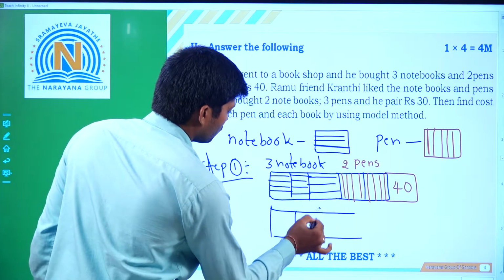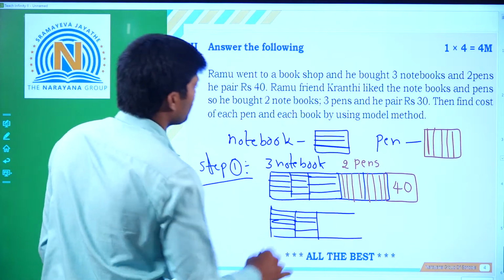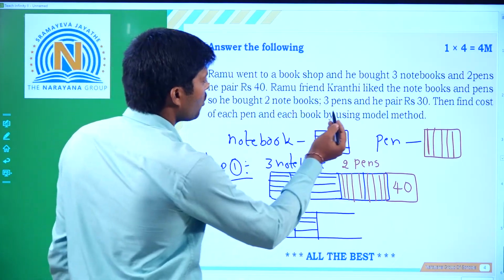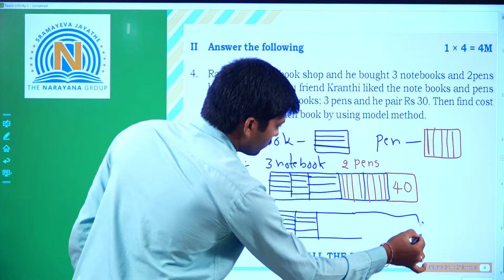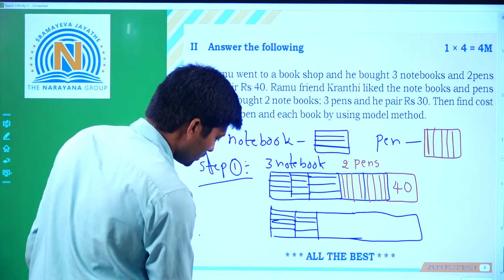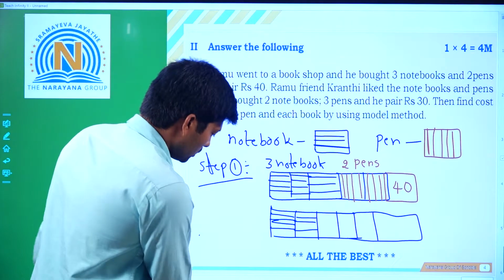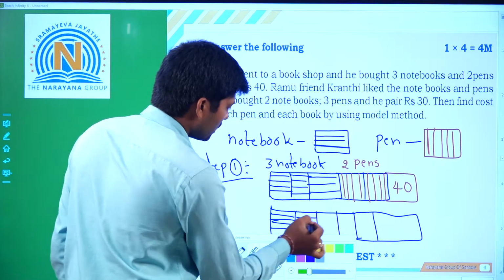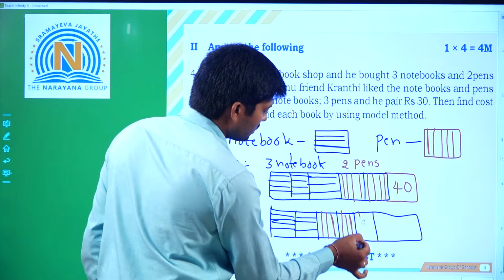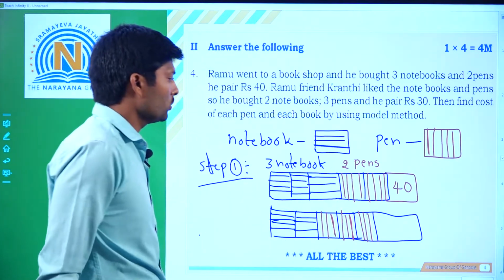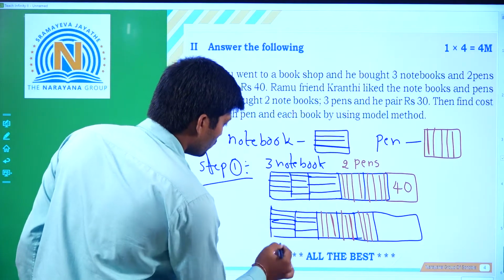Here it is 2 notebooks. Next, how many pens? 3 pens totally: 1, 2, 3. This can be represented with vertical lines when we mention pens. So, here it is totally 2 notebooks.